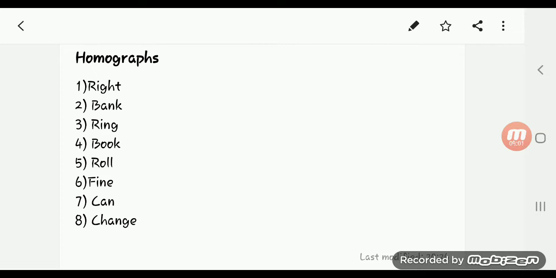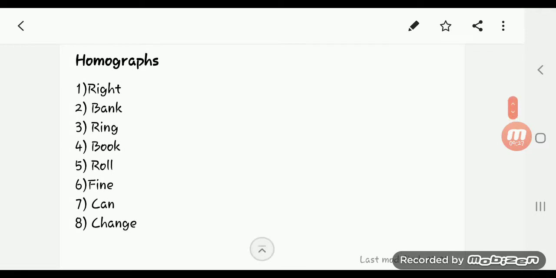Then roll number, that roll is different. And there is a paper roll, that roll is different. One is an object and one is another word. Then fine. I am fine, adjective, and there was a fine of 20 rupees for delay. That fine is different. Then can, water can, or a can full of petrol, that can is different, and I can do it. When I say it, then that is can as a verb.